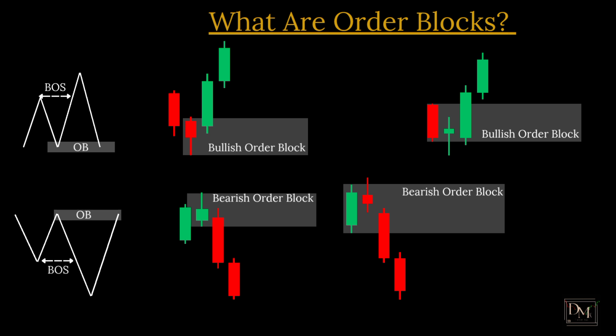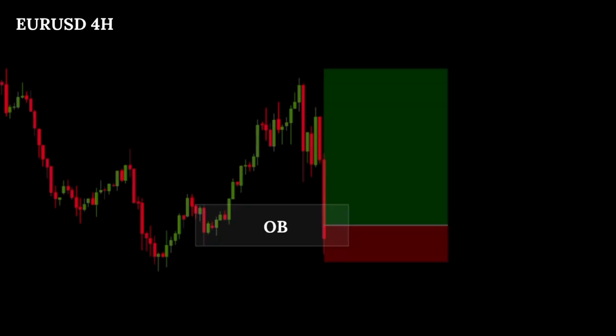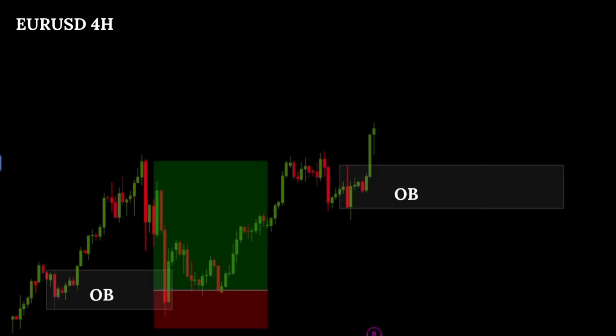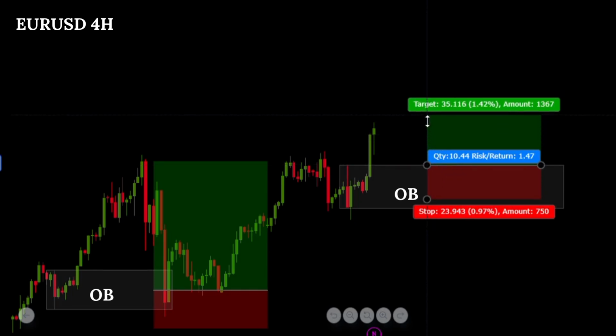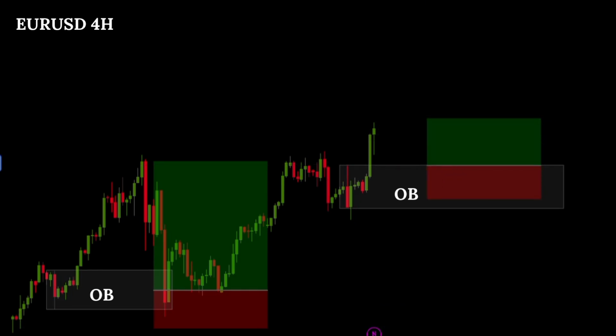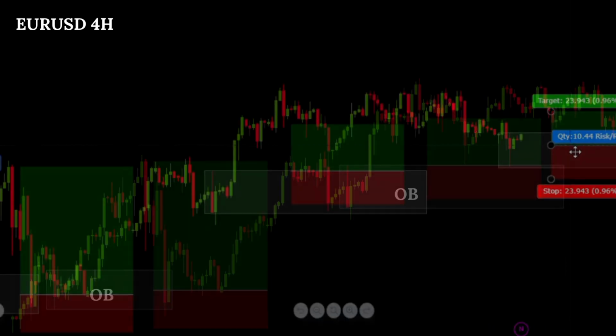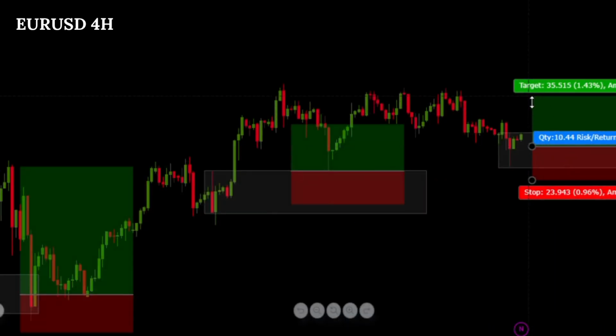Order blocks are not just zones on a chart, they're institutional footprints. Big players like banks, hedge funds, and market makers execute trades so large that they can't fill them all at once. Let me simplify. Imagine a bank wants to buy $1 billion worth of EUR/USD. They can't buy it all at once, or the price would spike immensely. Instead, they build their position over time in specific zones. These zones, where they accumulate or distribute orders, are what we identify as an order block.